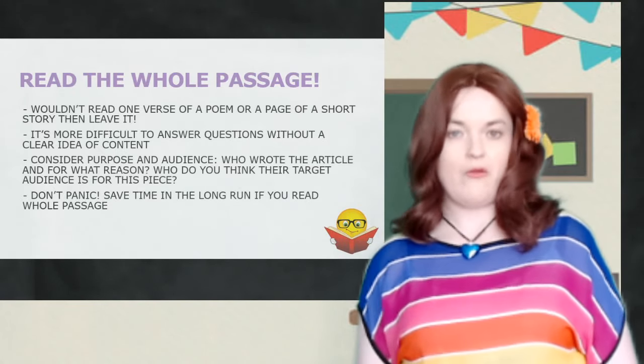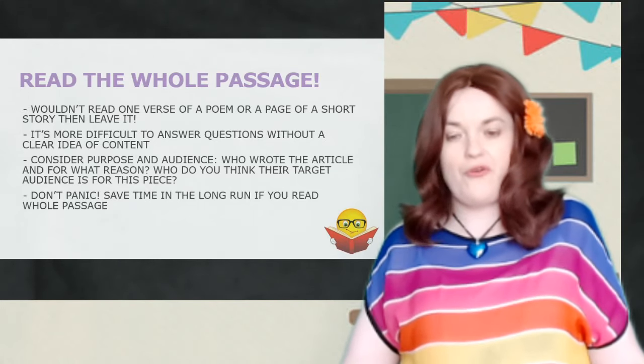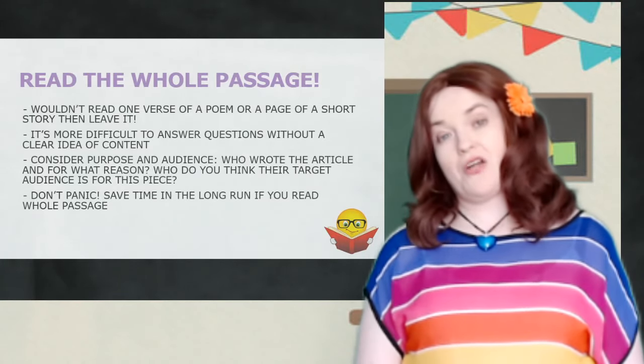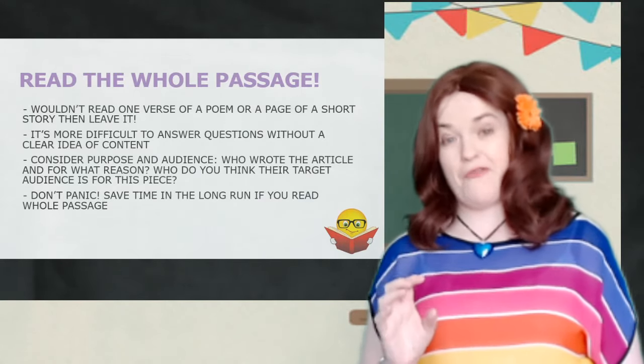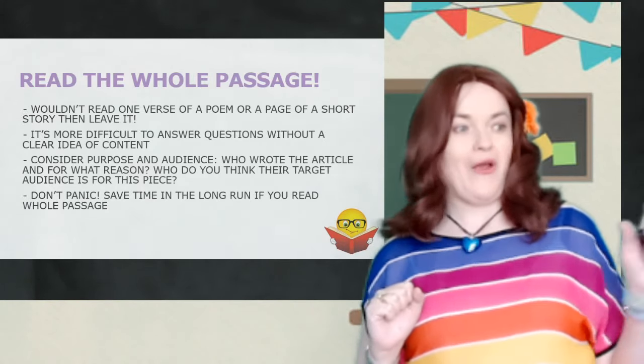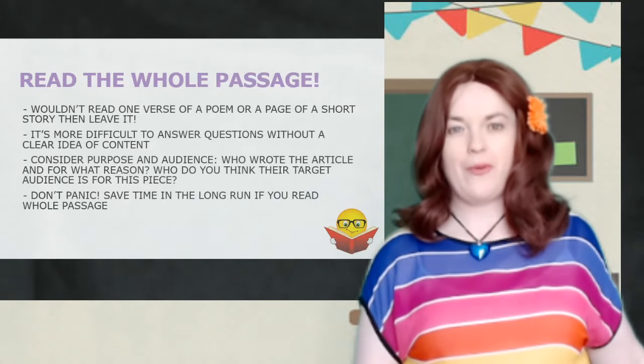What's the article about? What are they trying to say? What are their main views on it? Who's it for? That sort of thing. So it'll be a lot more difficult to answer questions if you've only read a paragraph or a sentence, or if you read the question first and then go, oh yeah, I'll just look at that. I'll look at those 3 lines and then I'll be laughing.